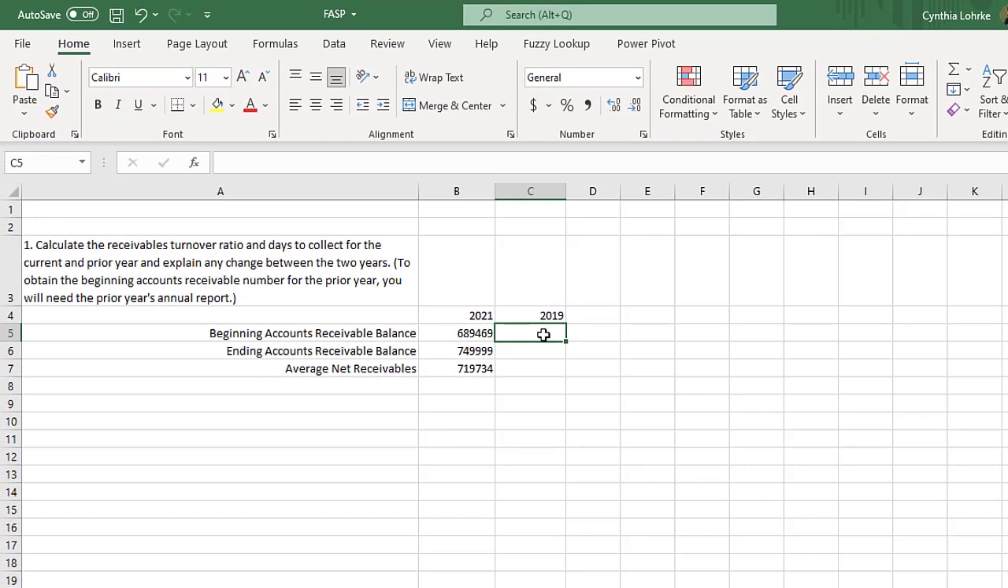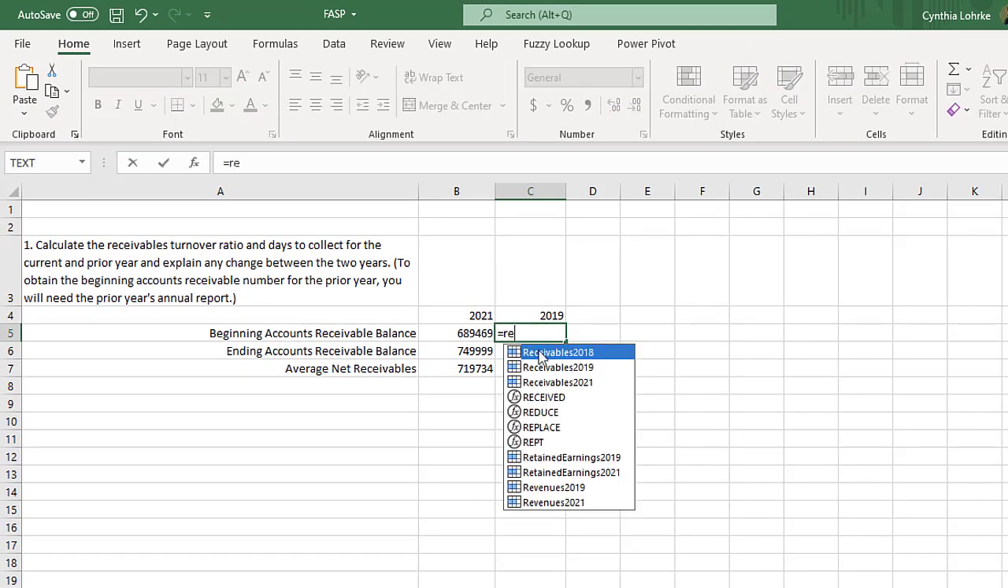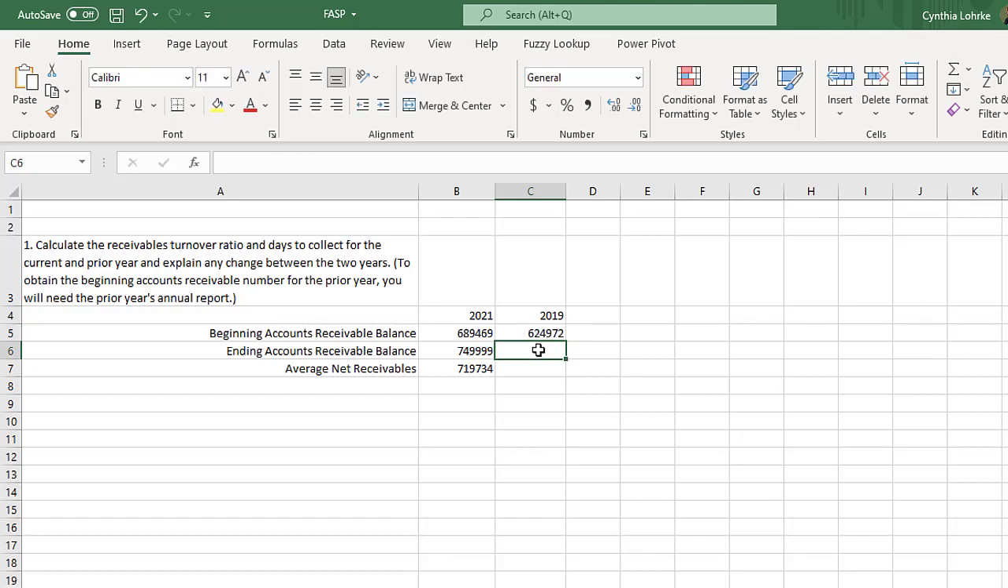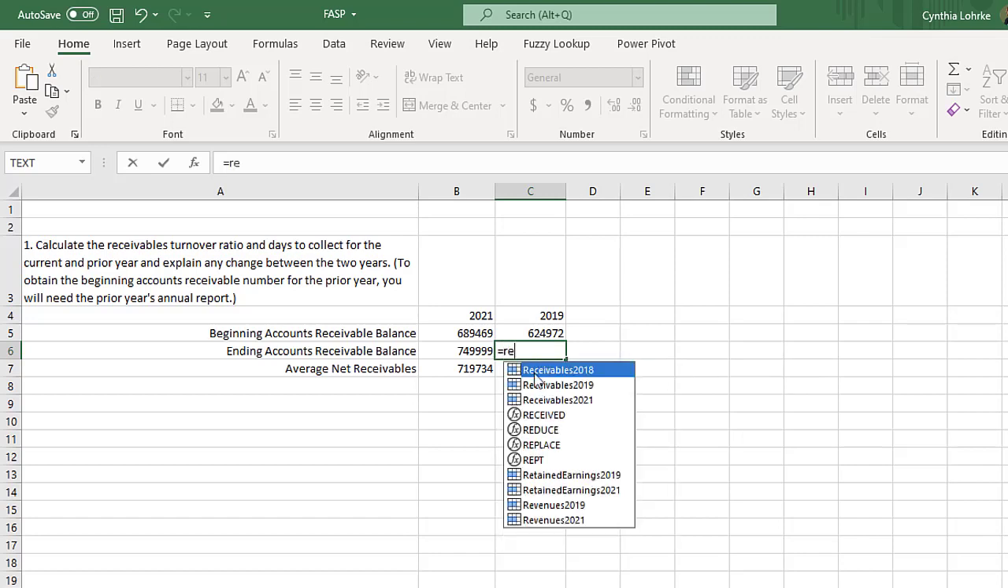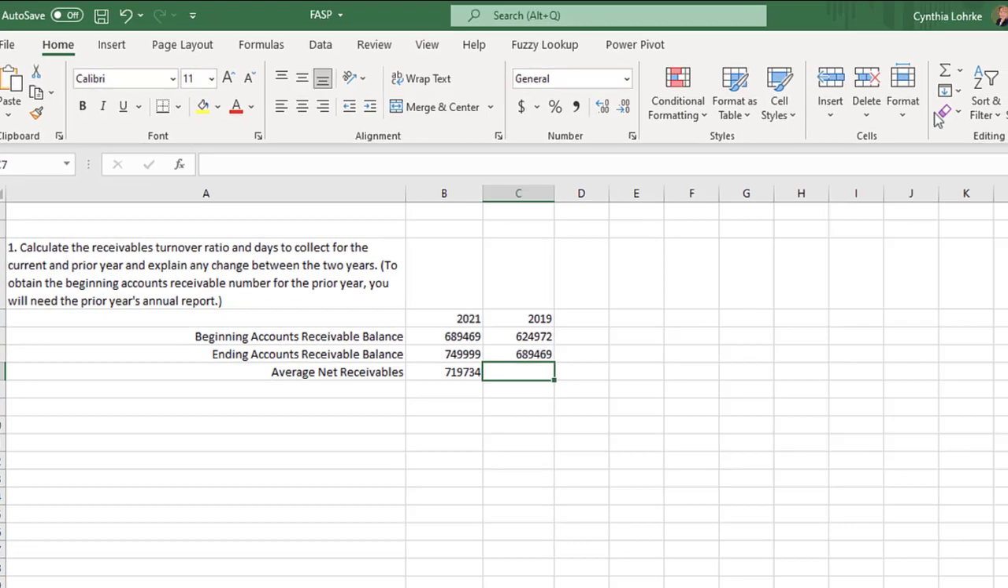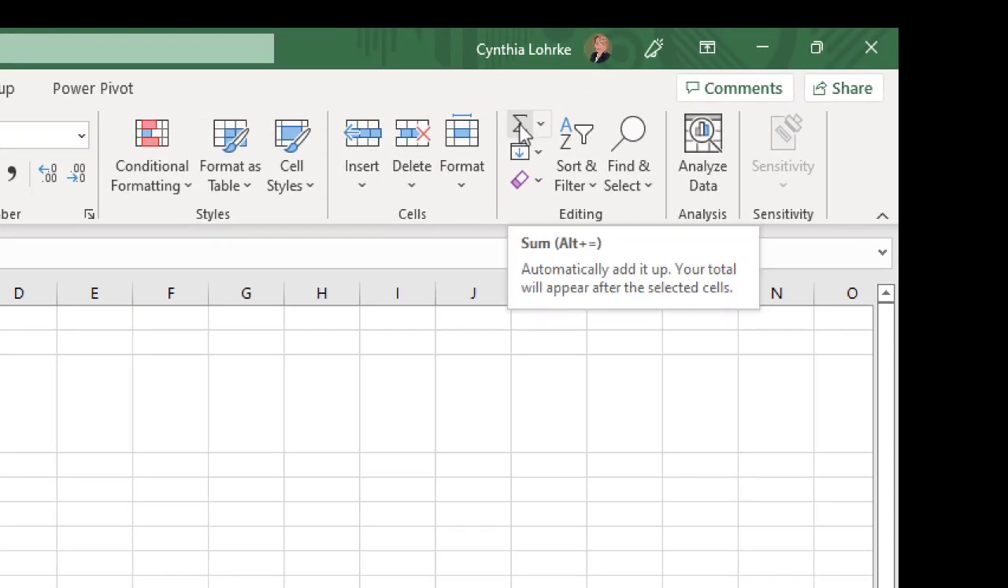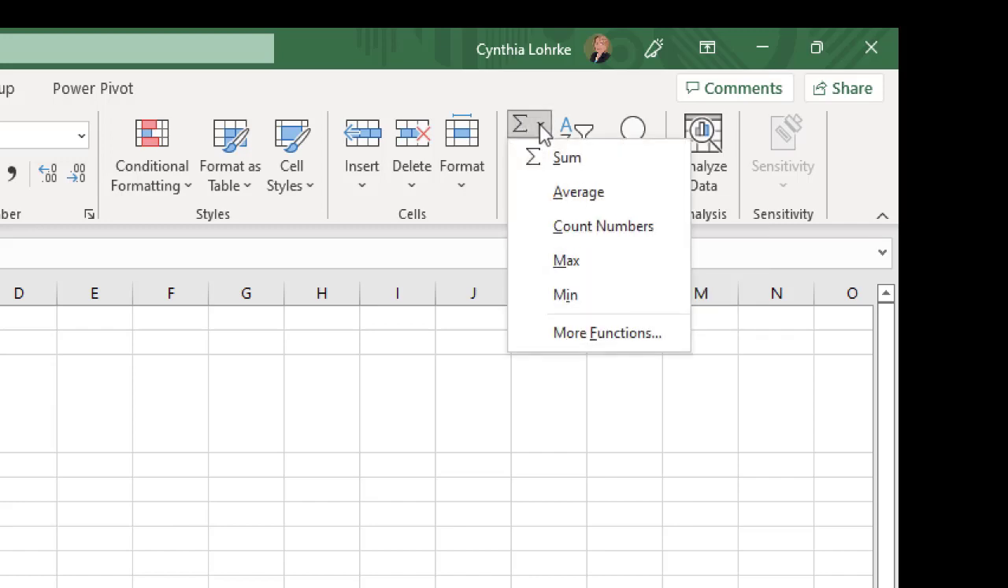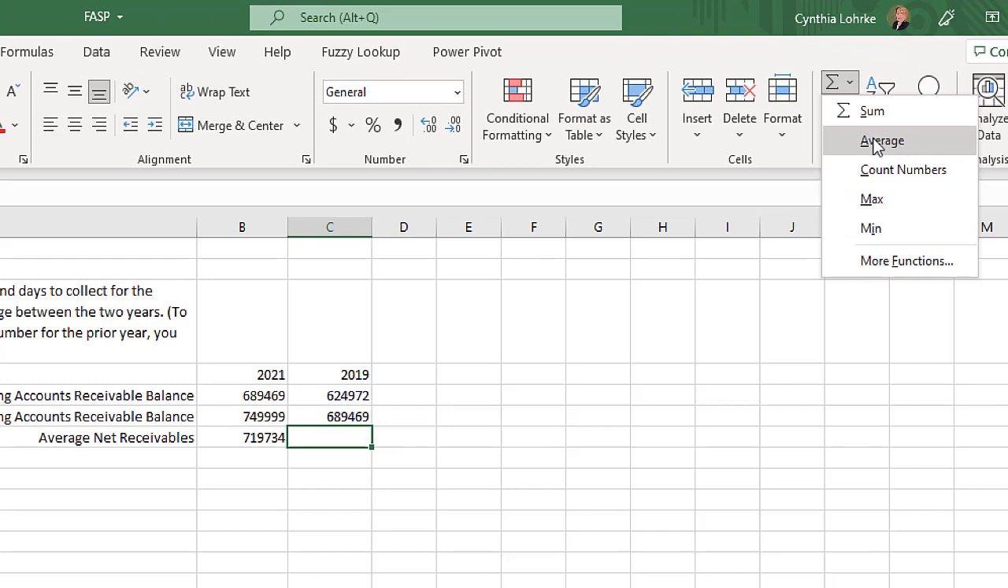So my beginning accounts receivable balance for 2019 is my receivables for 2018. And then for 2019, my ending is my receivables for 2019. Now I'm going to show you a different way to do the average this time. Up here in your ribbon, you will see a summation sign. If you click on the down arrow, you will notice that the second option, usually second option, is average.